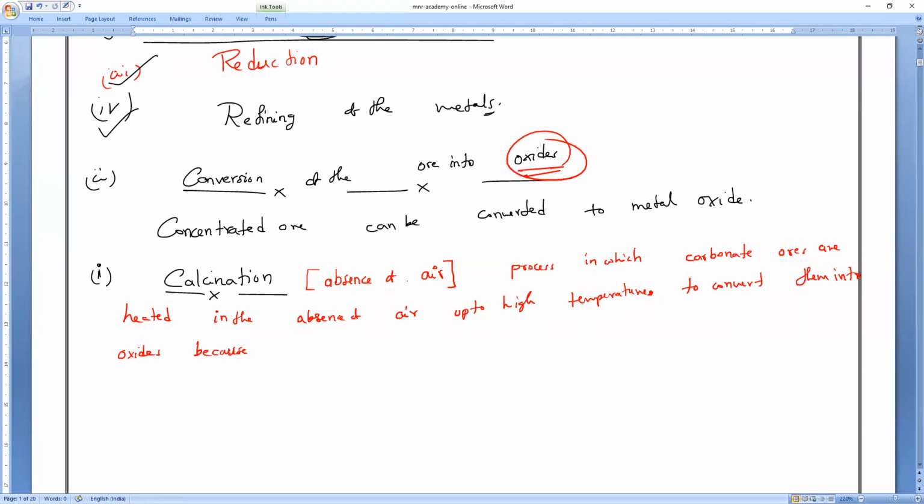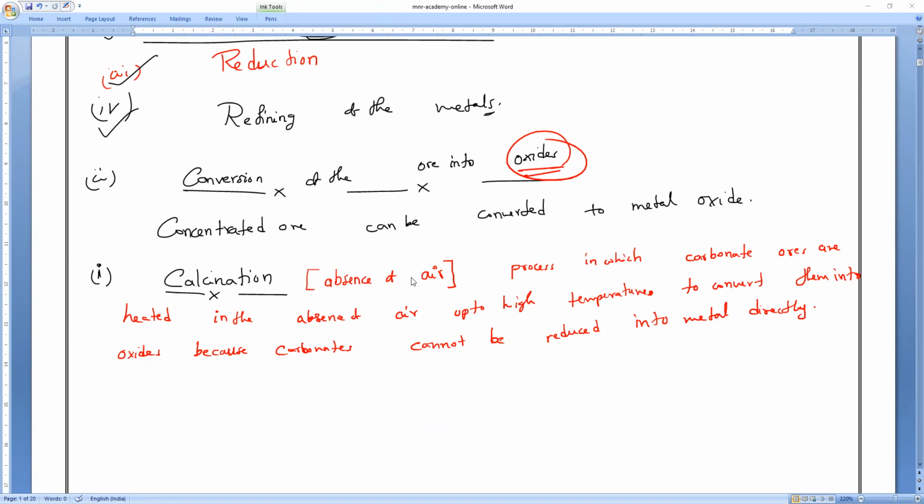Can we not extract the metal directly from the carbonate? No, because carbonates cannot be reduced into metal. This is the most important point. That is the reason we must convert them. We cannot get the pure metal from the carbonates. So before getting the pure metal, we have to convert carbonates into what, guys? Oxides.